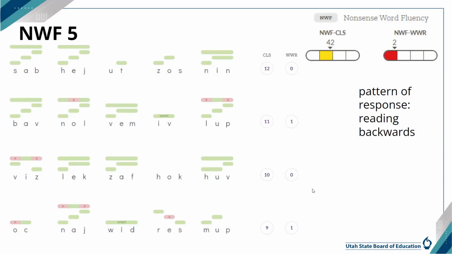So a pattern of response you might have indicated is the student reading backwards. That helps you understand where some of these errors are coming from. And so it's not that they're necessarily doing incorrect sounds, but they're actually reading words backwards.